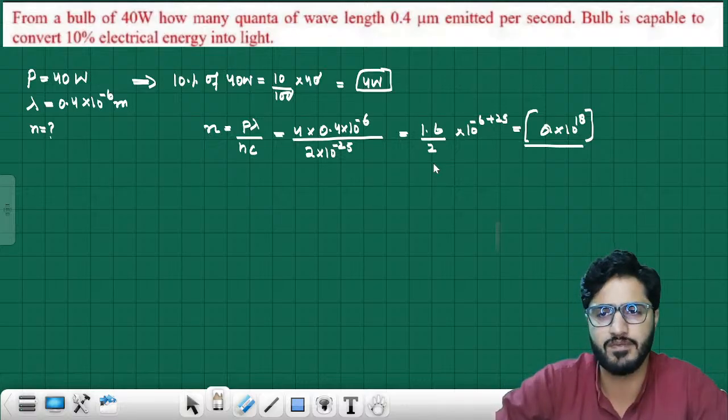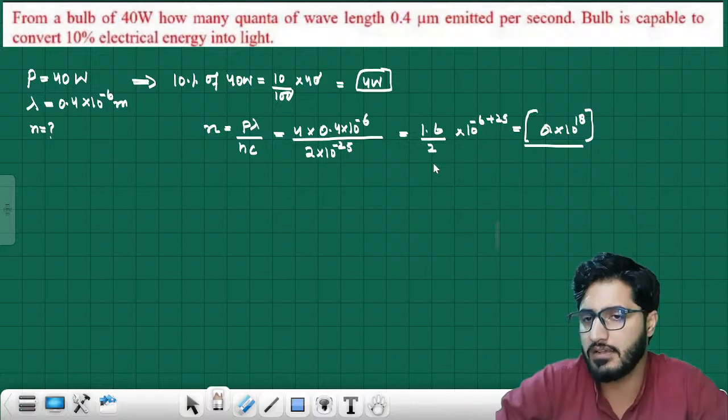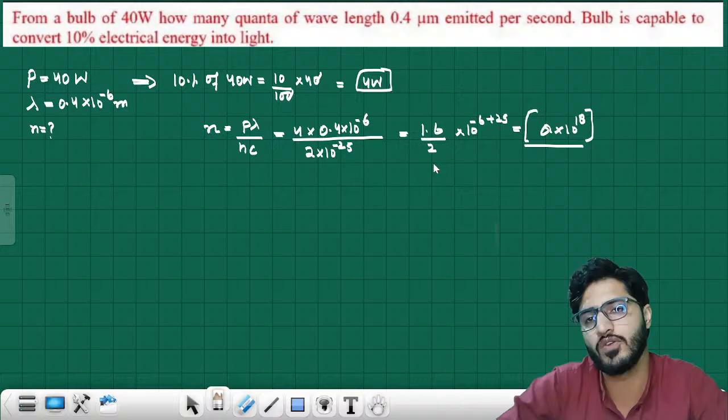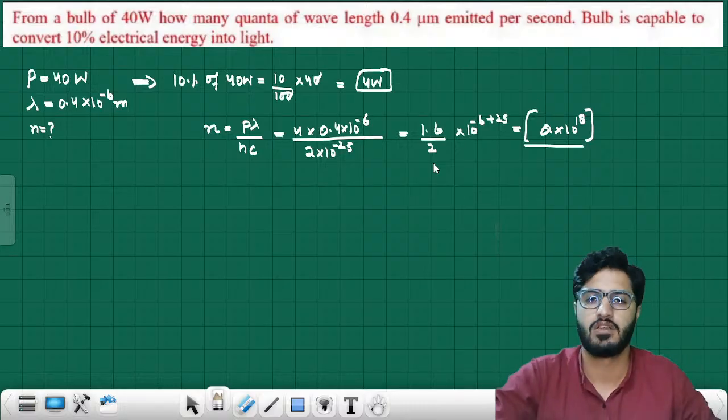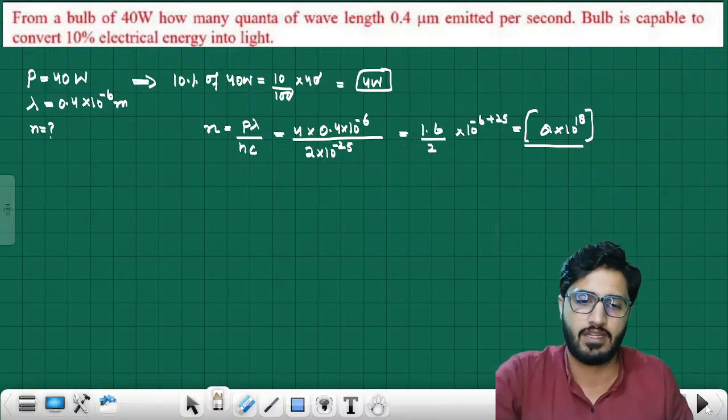Easy or super easy? I guess this particular numerical section is very easy, right? Only the equation you need to remember. Rest everything is very similar and simple to you. Okay, next. We don't have a numerical now.